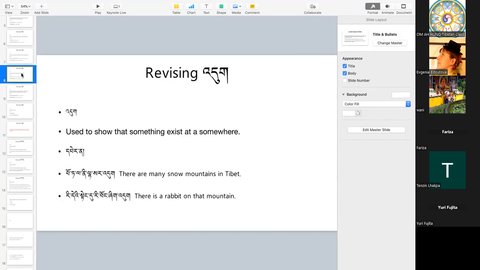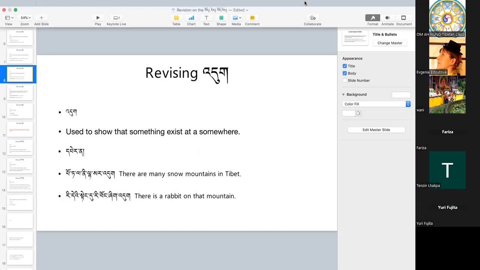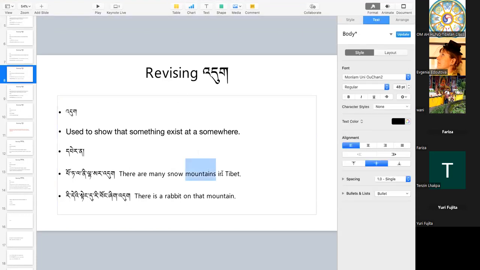Now the third usage case is tuk, that confirms the existence of something somewhere. So, for example, I don't know why I have written snow mountain. I think at this point I was only thinking of snow mountains. So, Potala means Lhasa tuk. Potala is in Lhasa.